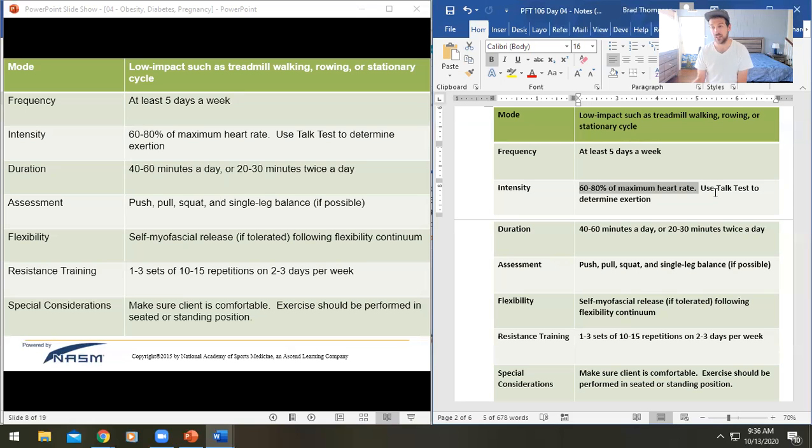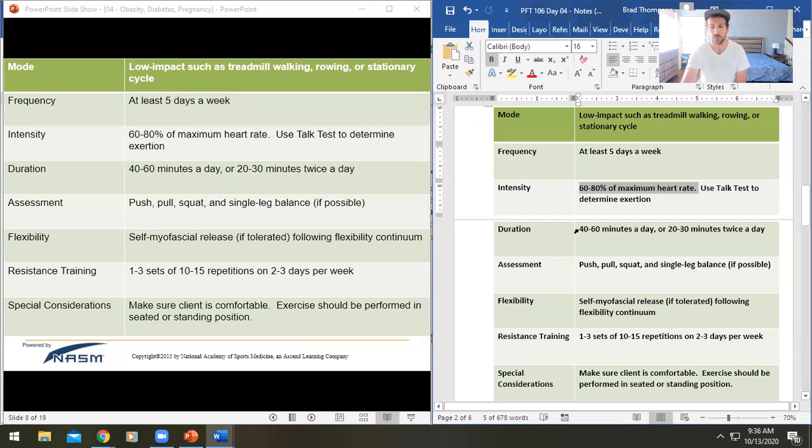So we want to use the talk test here with our obese clients, and it's just a really great way to say, okay, I want you to be able to hold a conversation with me right now, because we're maybe doing long duration cardio. But if we're doing things like HIIT, interval training, then we're going to focus more on, okay, I want you to be out of breath for about a minute. Then I want you to recover, and you should be able to hold a conversation for about 2 minutes. So we're alternating between the two.